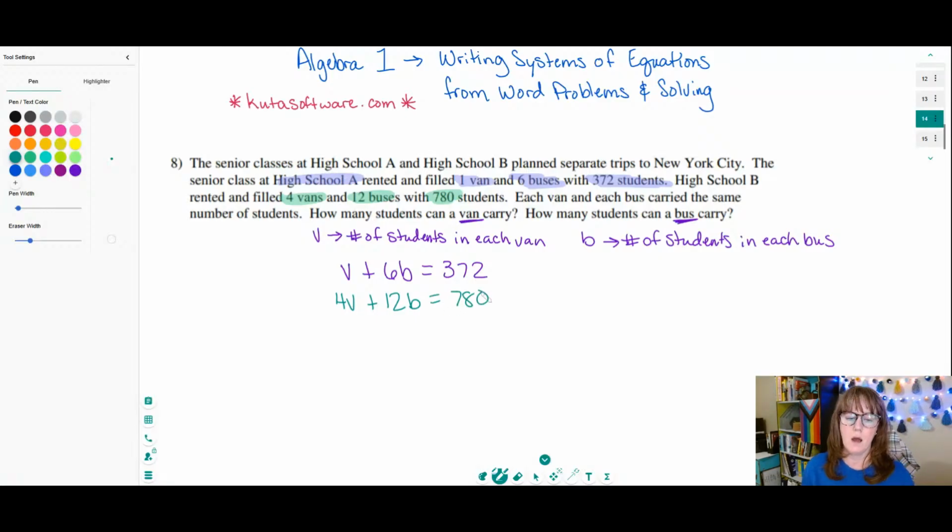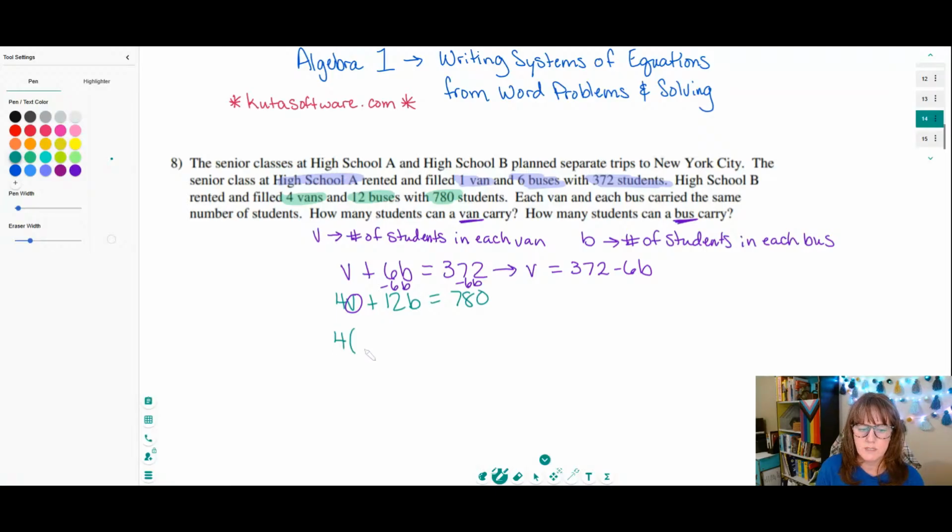Great. All right, so then now the hard part's done. Writing the equations is the hard part. Now we just have to solve. We get to choose substitution or elimination. I'm gonna go ahead with substitution again because this first equation here, that's gonna be pretty easy. I can just subtract 6B from both sides, so I get V equals 372 minus 6B. And then that's what I can substitute in for V in this second equation.